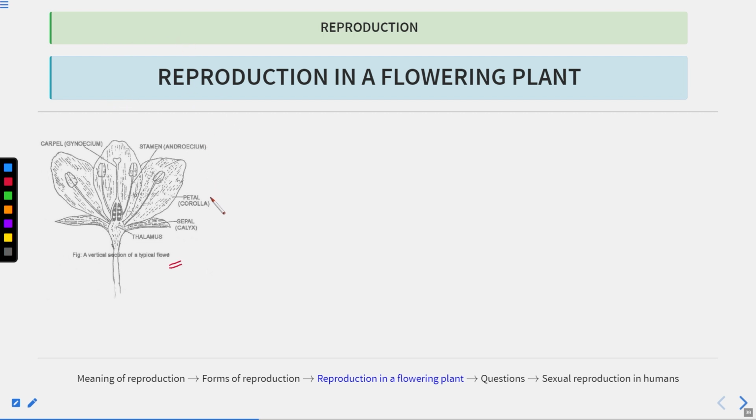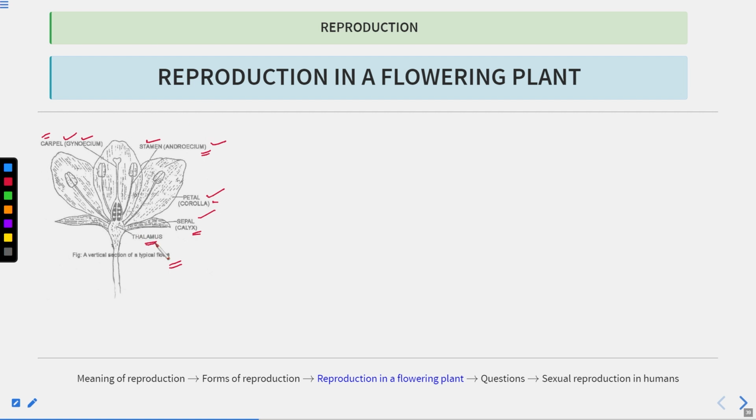So how does a typical flower look? Here you can see it consists of petals, sepals, stamens, as well as the gynoecium. What are sepals? The collection of the sepals is known as calyx. Clear? Then the collection of the petals is known as corolla. Then stamens represent the male reproductive part of the flower and are known as androecium. Now carpel is the female reproductive part of the flower and is known as the gynoecium.